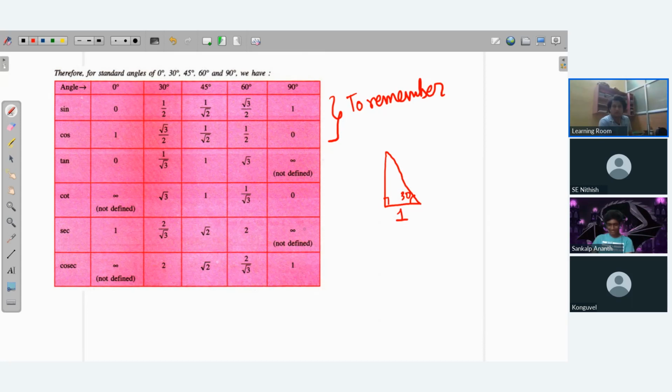Secondly, at your level, questions would be somewhat like this. They will ask you to find an expression's value, where they would say find sine 30 plus cos 60, bracket, into sine 60 minus cos 30, like that. So what you have to do is just plug in the values.